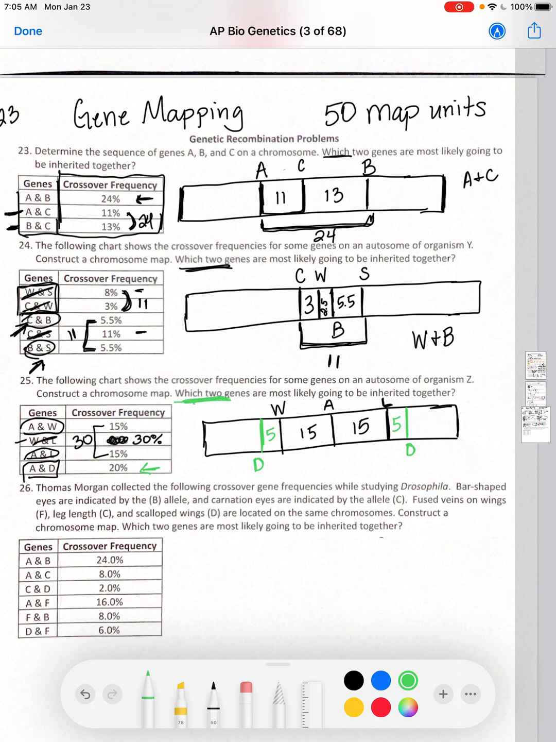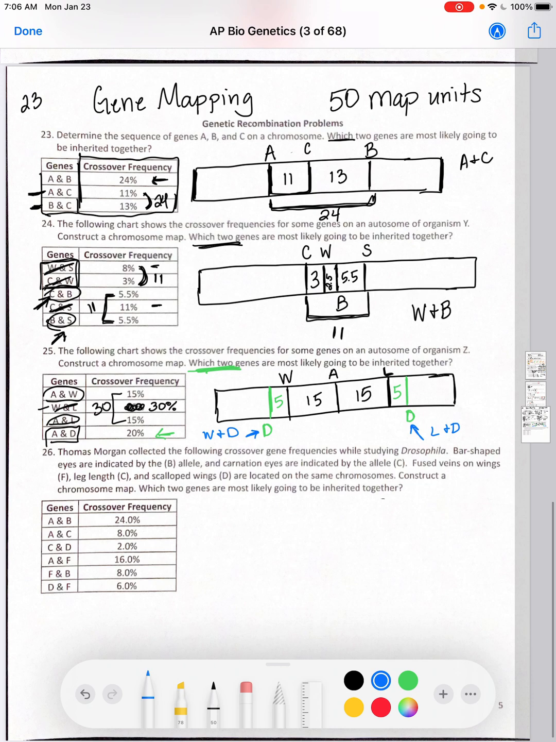So which 2 genes are most likely going to be inherited together? Well, what side did you put D on? If you put D over here, right here, then your answer is going to be L and D because they're closest together. Now, if you put D over here, then your answer is going to be W and D. And the order at which you write those 2 letters does not matter. You're talking about the same section. Okay, so there's 2 different answers there because they did not give us enough information to know exactly where D is. Either way, your numbers will check out, so you're fine. Okay, you've got 2 different choices of answers there.